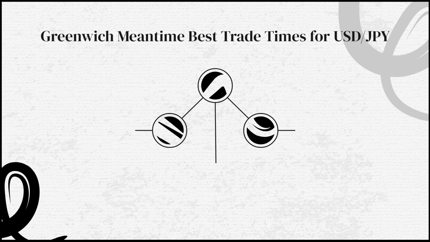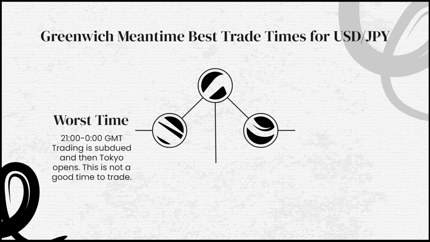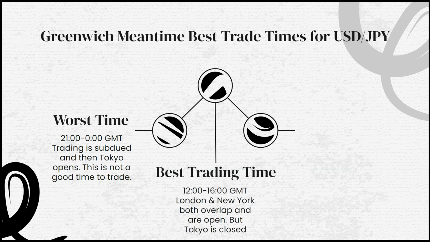Number 2, the best trading times, when to trade the USD JPY and when not to trade. Greenwich Mean Time will be used for the best times for the USD JPY. The worst time is 21 to 0 GMT. It's subdued and then Tokyo opens. This is not a good time to trade. The best trading time is 12 to 16 GMT. London and New York both overlap and are open, but Tokyo is closed.